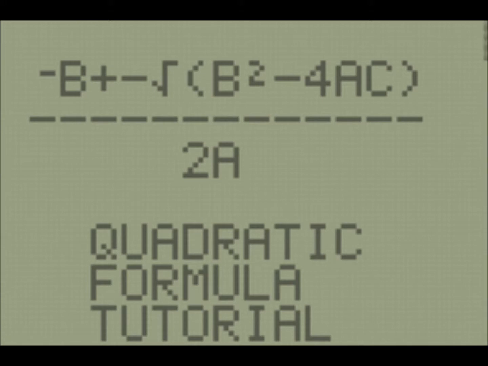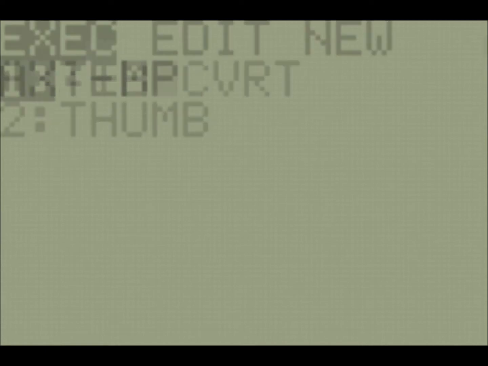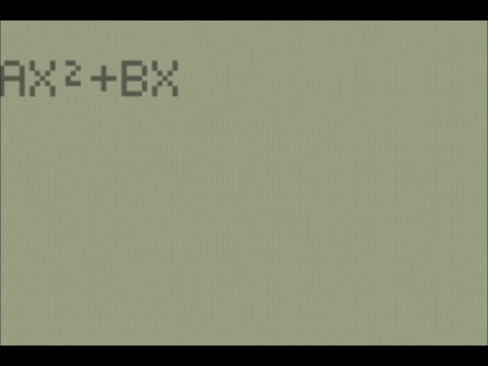In order to use the quadratic formula, we need to first put our polynomial in the form ax squared plus bx plus c is equal to 0. So once we've done this, the quadratic formula will then tell us what values of x satisfy this equation.